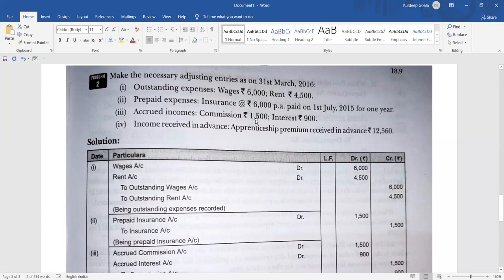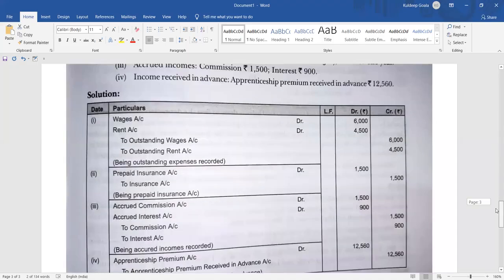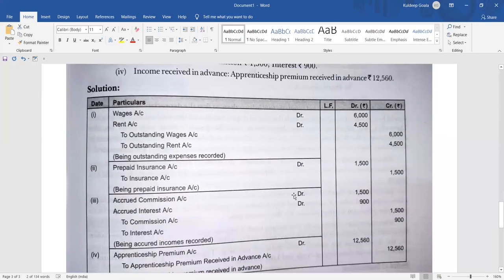Okay, accrued commission account debit 1,500, accrued interest account debit 900 rupees, to commission account 1,500, to interest account 900 rupees.